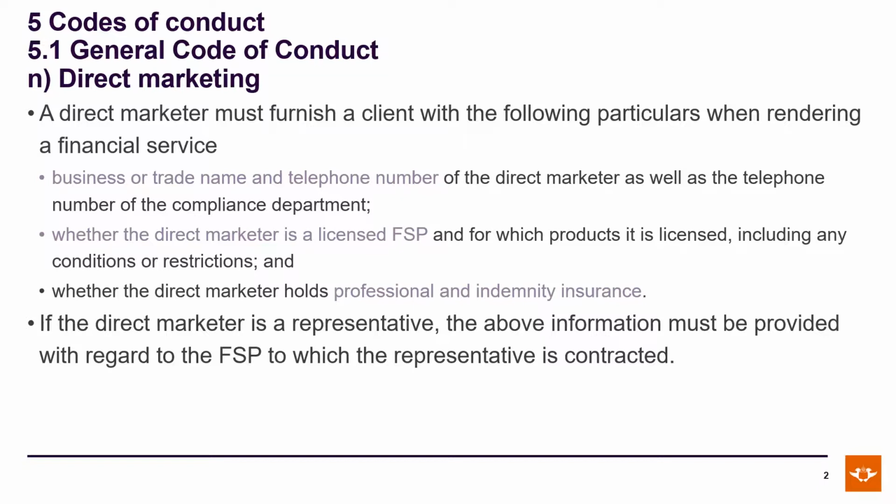When you look at direct marketing, this happens when you furnish a client with information by way of telephone. So you phone the client and you offer them the product. When you do this, you need the business name and telephone number of the direct marketer as well as the compliance department. You have to state if that direct marketer is a licensed FSP and what products they are licensed to offer. And also if they hold any professional indemnity insurance. All this needs to be made clear to the client over the phone.